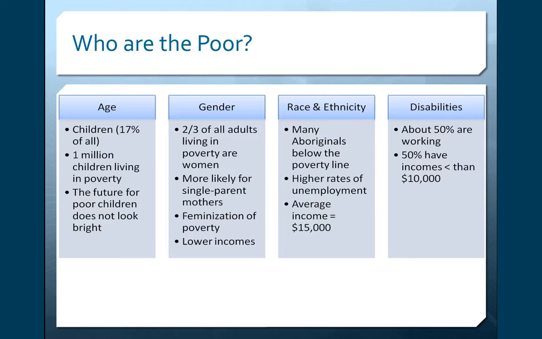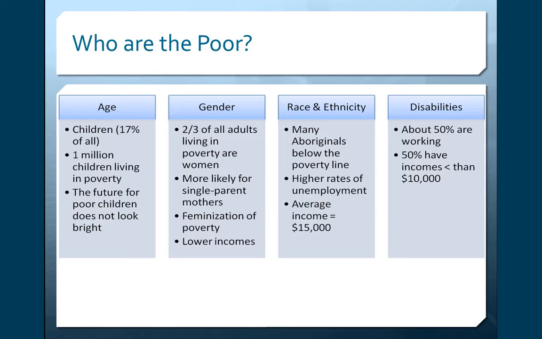Children, about 17% of all children fall within the poor category. Now, of course, they don't make a living, but they are supported by families who may or may not make absolutely good livings. So that's about 1 million children living in poverty. The future of poor children doesn't look quite as bright, clearly.